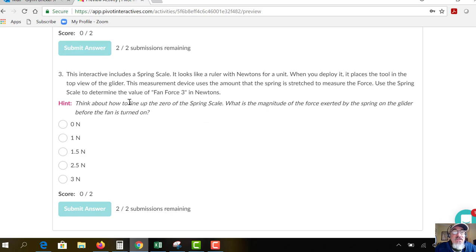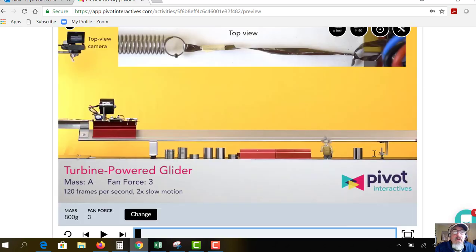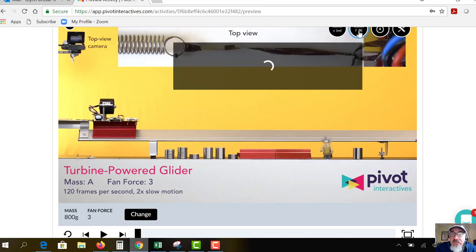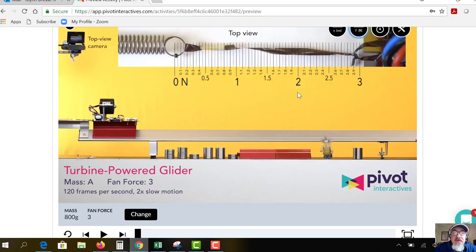Use the spring scale to determine the value of fan force 3. Let's take a look at how we could actually do that. Okay, so I'm back to the glider. It hasn't been turned on yet. The spring is not stretched. We'll use this to measure how much the force is. So the amount that this is stretched is proportional to the force. So we could actually measure the force. Let me advance this a little bit so you see what it looks like. Okay, I'm advancing it slowly.